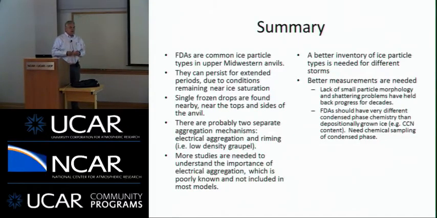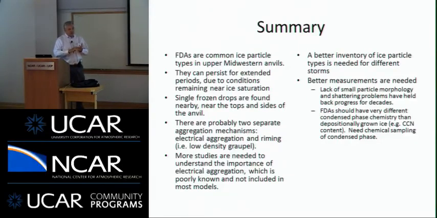We've done a lot of work on tropical storms, microphysics, maybe somewhat less so in latitude, and looking at the latitudinal variations, I think, is important, particularly with better instrumentation. For example, the lack of particle morphology and the shattering problems have really held progress back for decades, in my view, because we haven't been able to get an accurate depiction of particle morphology with things like frozen droplets.